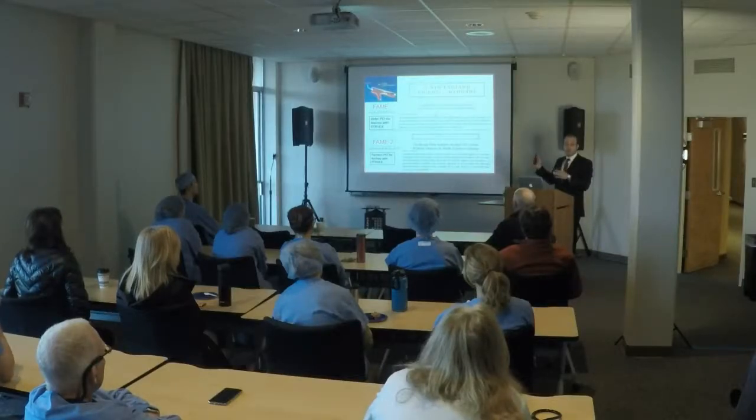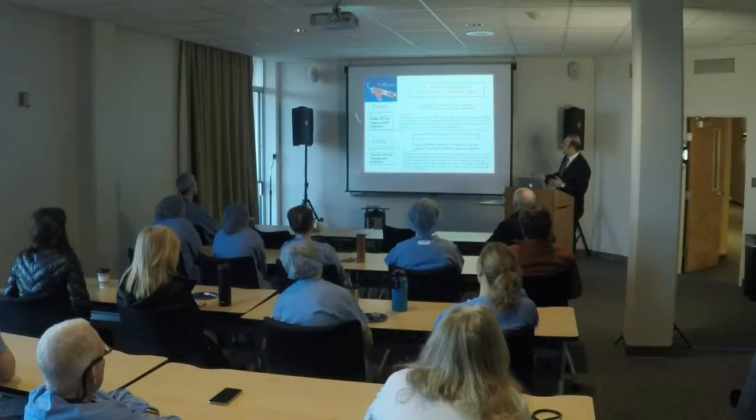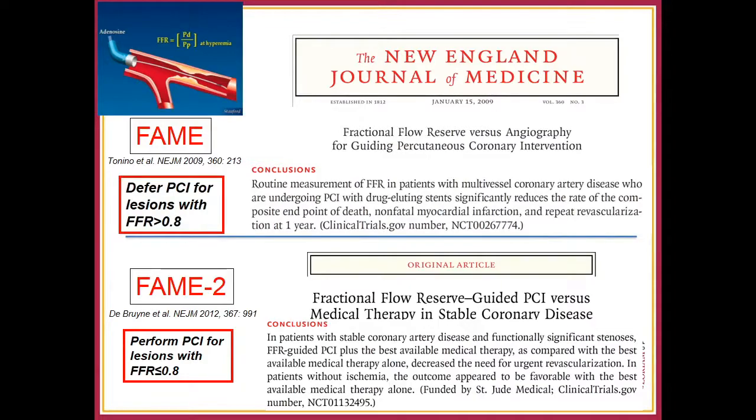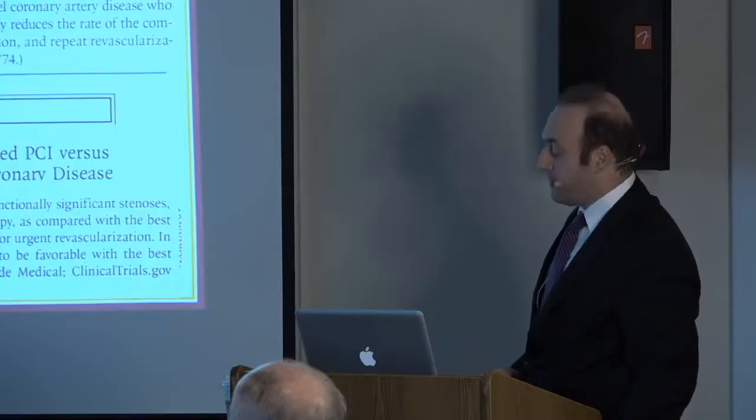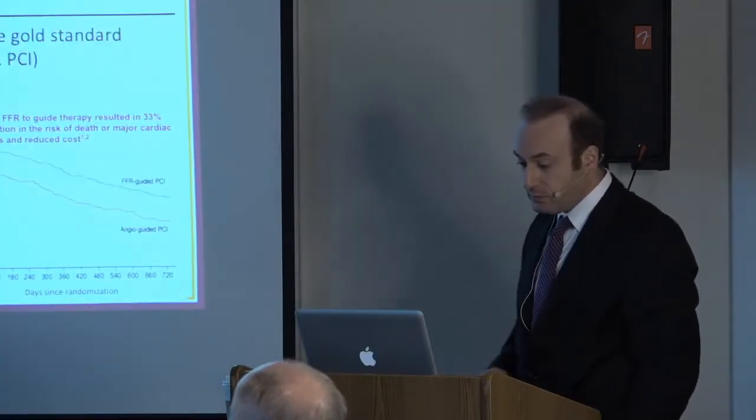then that would suggest that that specific lesion is ischemic and it should be revascularized. And we learned this from the New England Journal of Medicine papers from FAME 1 and FAME 2. FAME 1 taught us that we can safely defer percutaneous intervention with lesions that have FFRs greater than 0.8. Okay, so a less than 20% drop in pressure essentially. And then from FAME 2, in multivessel disease, we should be performing percutaneous intervention of lesions with FFRs less than 0.8.